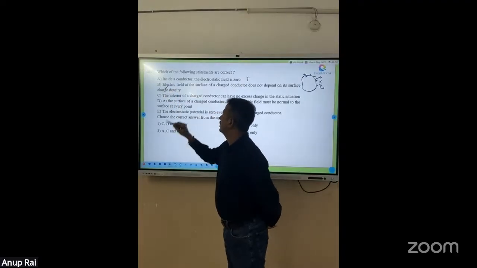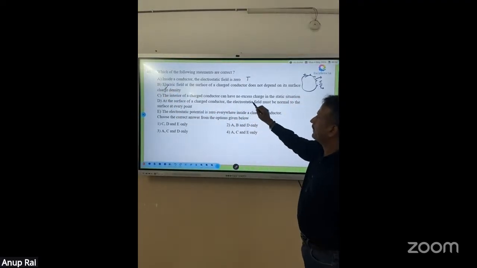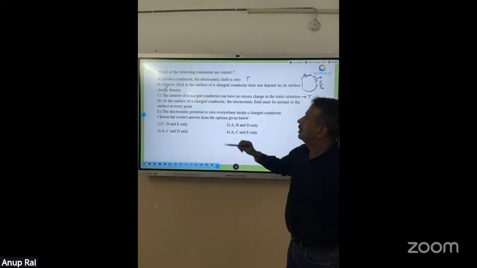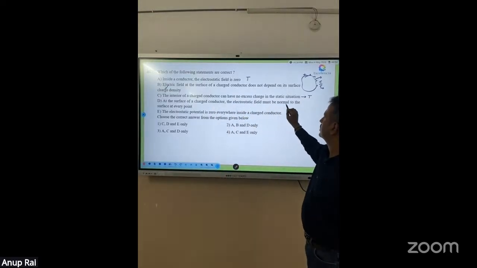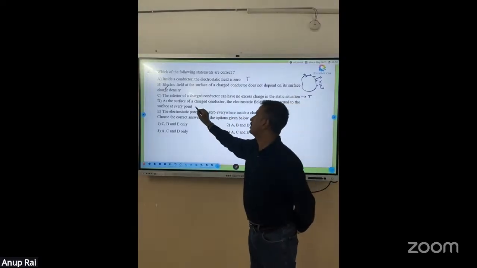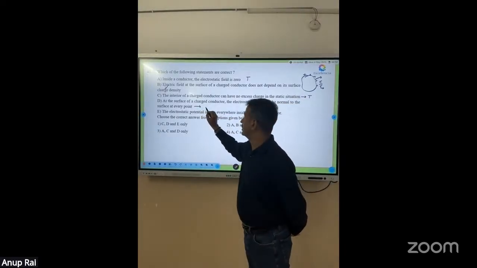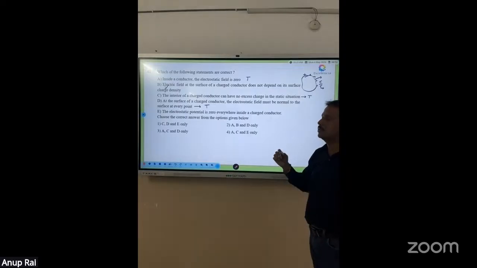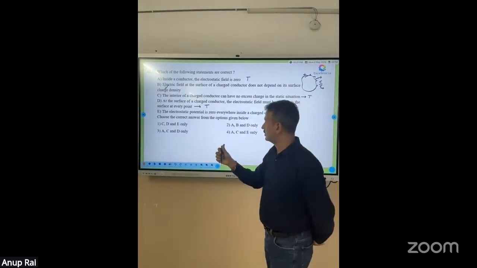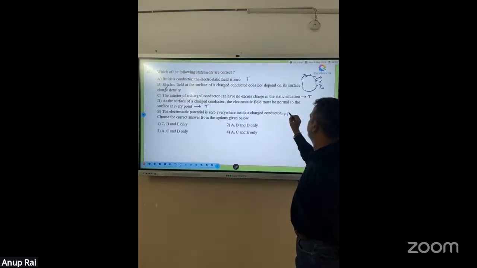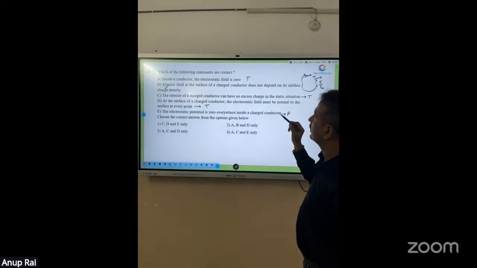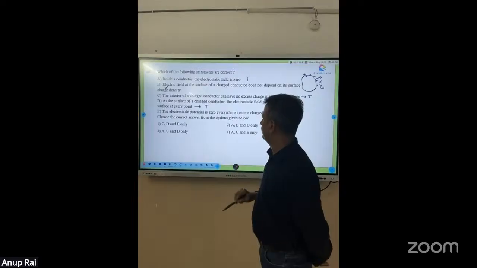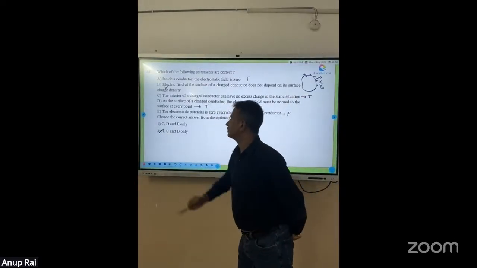The interior of a charged conductor can have no excess charges in a static situation. That is also true. At the surface of a charged conductor, the electrostatic field must be normal to the surface at every point. That also we know is true because it is an equipotential surface. So this is also true. The electrostatic potential is zero everywhere inside the charged conductor. No, it is equal to the potential at the surface. So this is false. We need to figure out the correct ones only. They are A, C, and D. Okay.